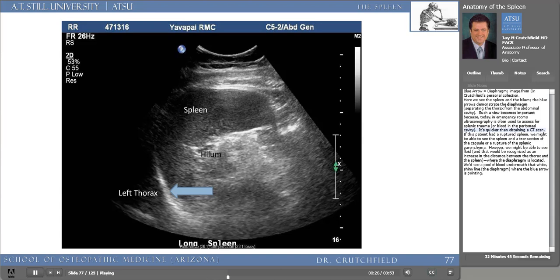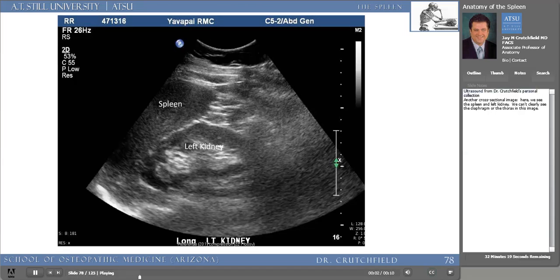In the event that this patient had a ruptured spleen, we might be able to actually see the spleen and the transection of the capsule or a rupture of the parenchyma, but we probably would be able to see fluid, and that would be seen by increasing the distance between the thorax and the spleen, where the diaphragm is located. We'd see a pool of blood underneath that white shiny line where the blue arrow is at.